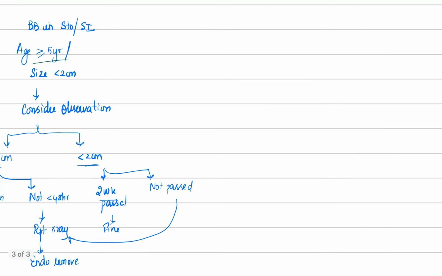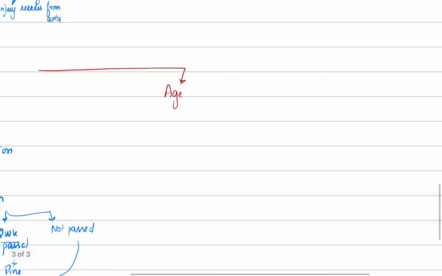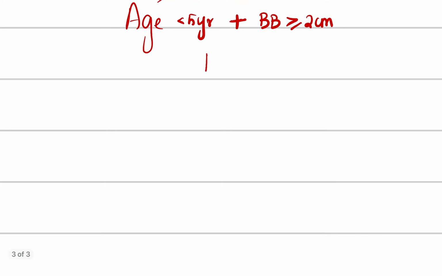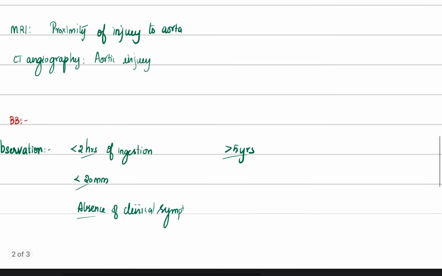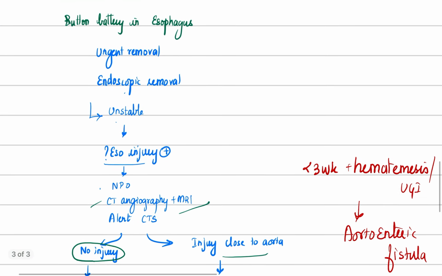All right. So next, the button battery is in the stomach or small intestine, and the age of the child is less than 5 years. And it's not an or, it's an and. Button battery size is more than or equal to 2 centimeter. Then you will do an urgent endoscopic removal. Hey, wait a minute. For the esophagus, I told urgent, no? It's emergent. I'm sorry. So it's not urgent, it is emergent.